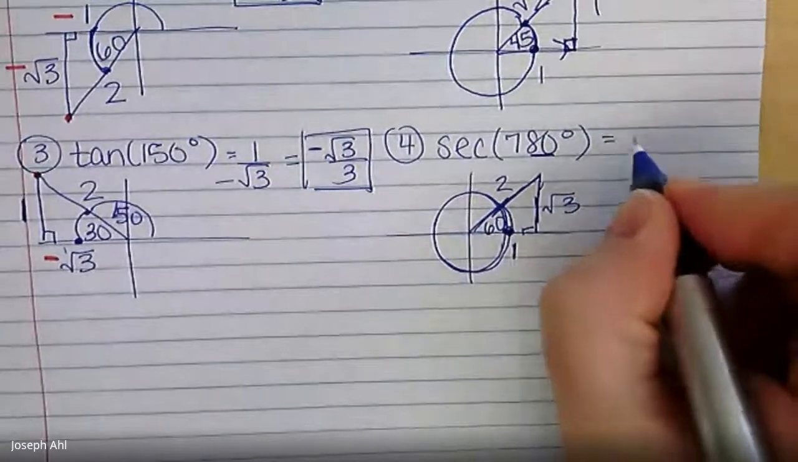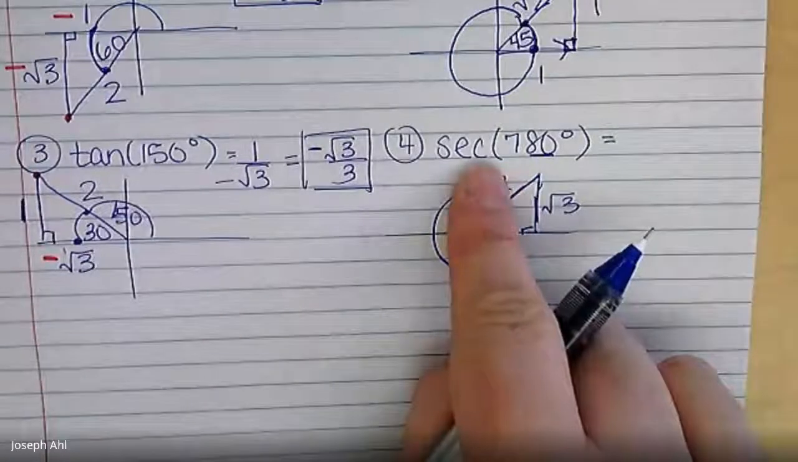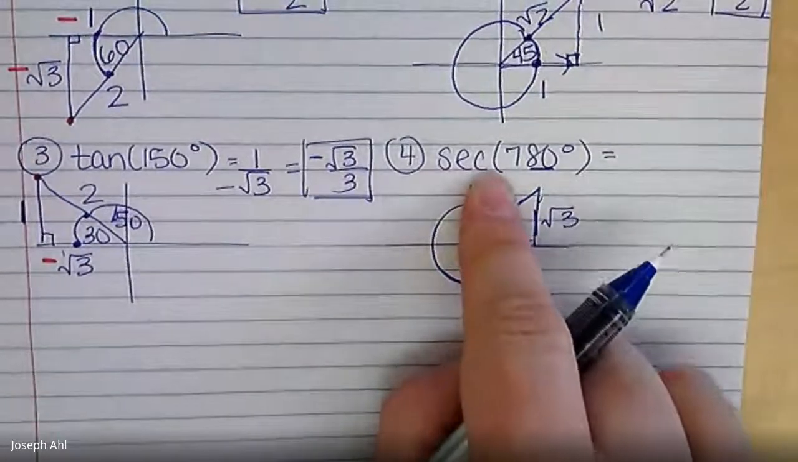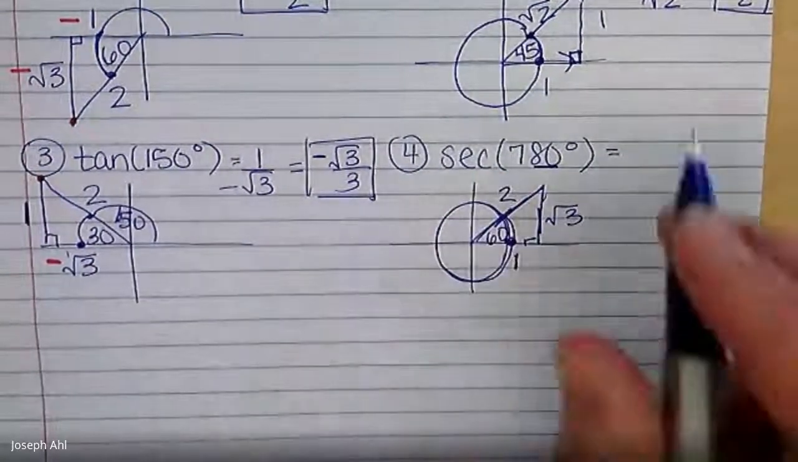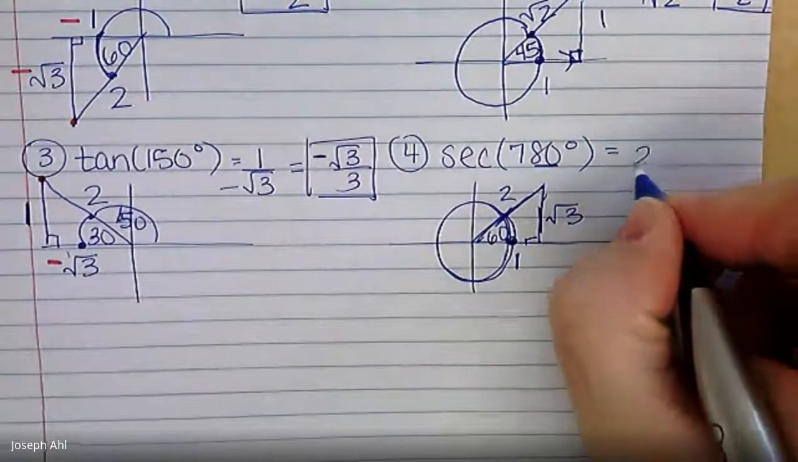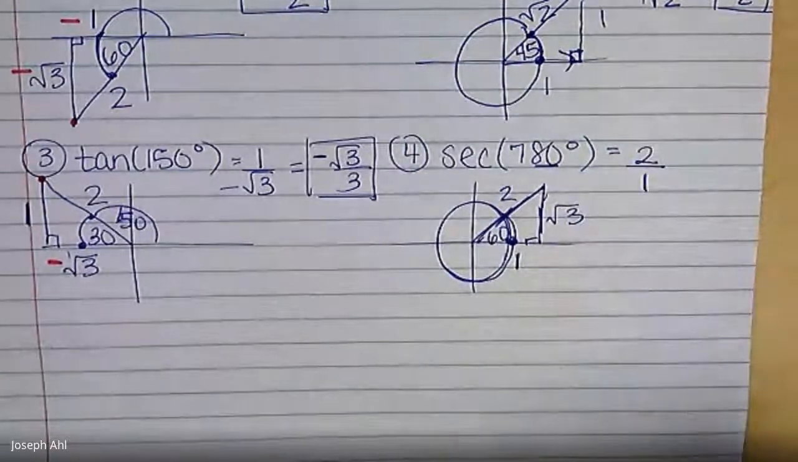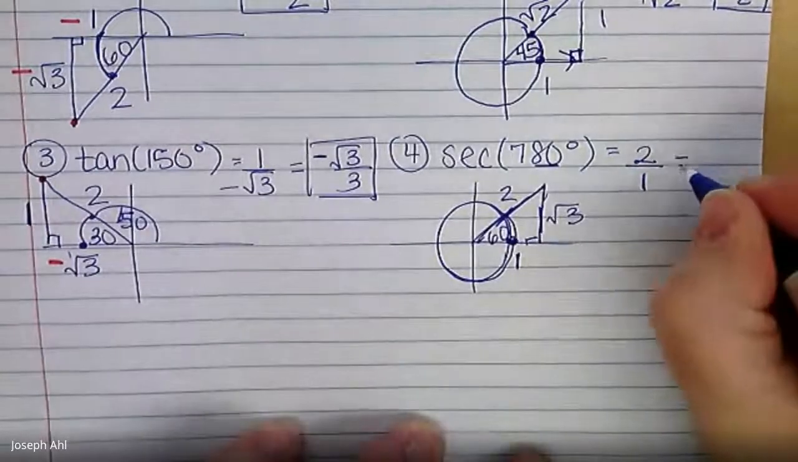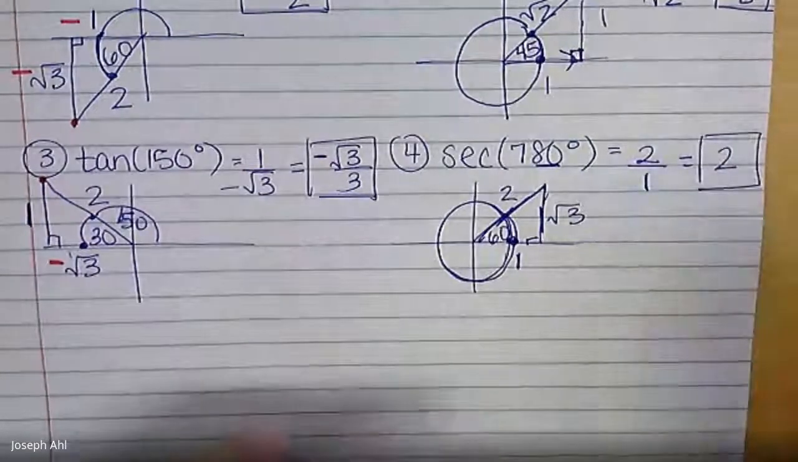Okay. Secant's the reciprocal of which one again? We did it up at the top. It's the reciprocal of cosine. So it's going to be hypotenuse over adjacent. So the hypotenuse is 2. The adjacent is 1. So the final answer for secant of 780 is in fact 2.